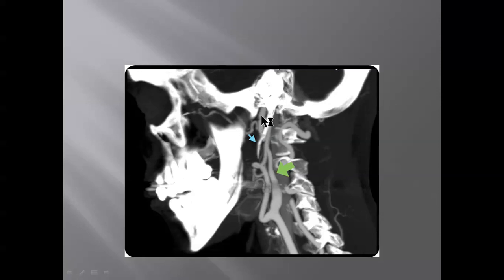So this area, as we can see, would be called the post-styloid part of the cervical segment, or the C1 segment. And once entering the skull, it will be called the petrous segment, that is the C2 segment.